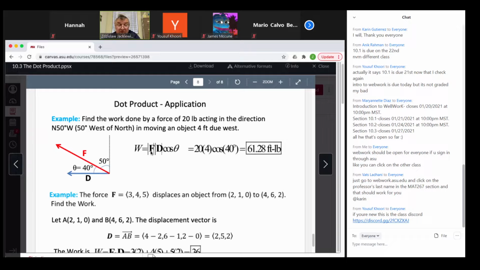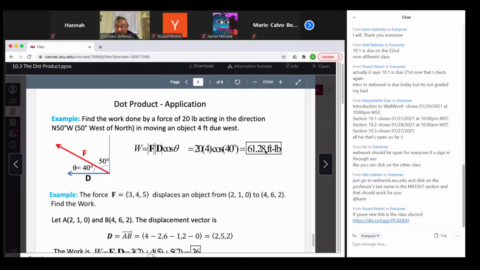So the work is magnitude of F, magnitude of D, because this is given directly. Magnitude of F is given, it's 20. We don't have coordinates. Of course, you could compute coordinates, it would be 20 cosine, sine, and so on. But in this case, it's easier to use this formula. So F D cosine theta, and cosine theta is 40, you substitute and you get 61.28.